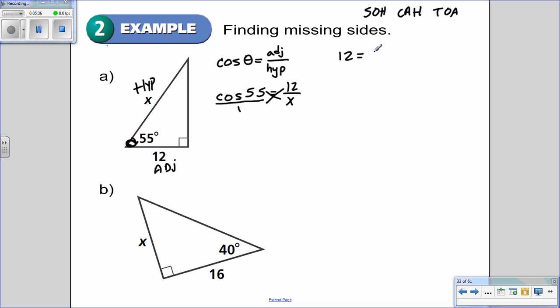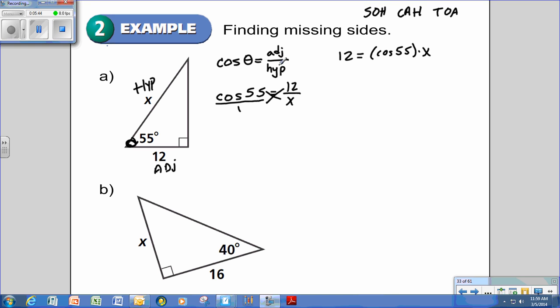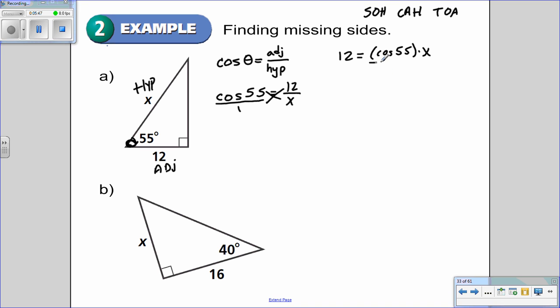And cosine 55 times x. So how do I solve this for x? Now I'm going to divide both sides by cosine 55. Those cancel, and we have x equals whatever 12 divided by cosine of 55 is. So I want to punch my calculator. I'm going to punch it in as 12 divided by cosine 55, and then hit enter.